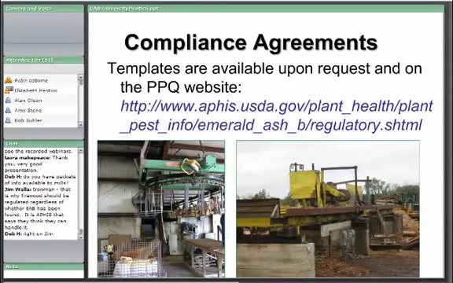Deb, we encourage every state that is involved in EAB regulation to produce packets to hand out. We call them regulatory info packets, and they are targeted more toward industry. They usually have general EAB information and then maps and contact information and templates of compliance agreements. So it's really best to work locally for that, so it's applicable within your area.